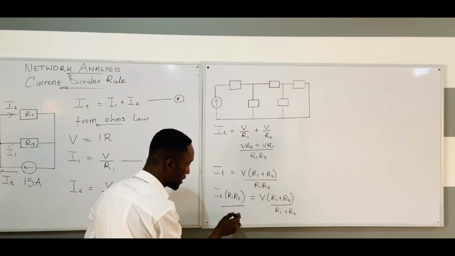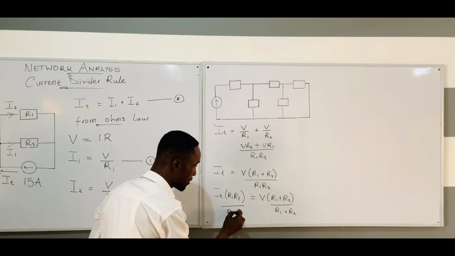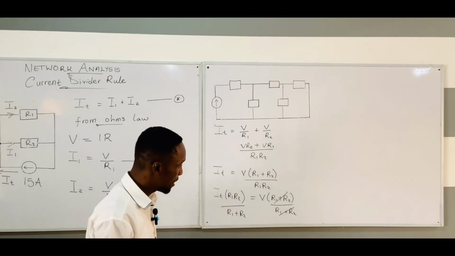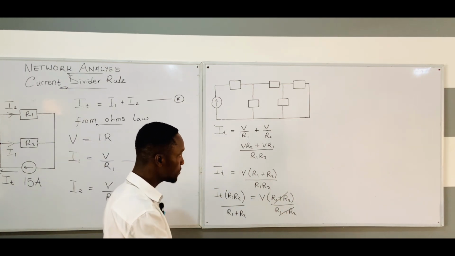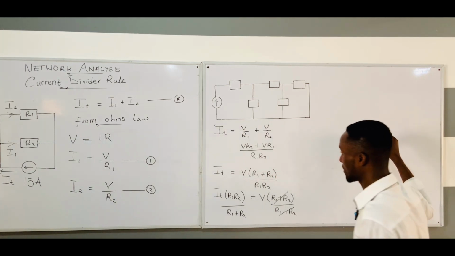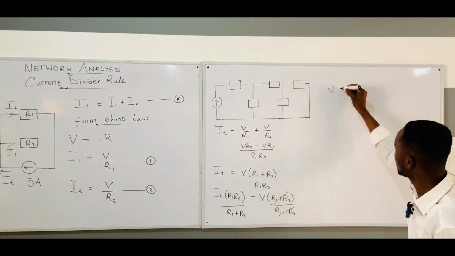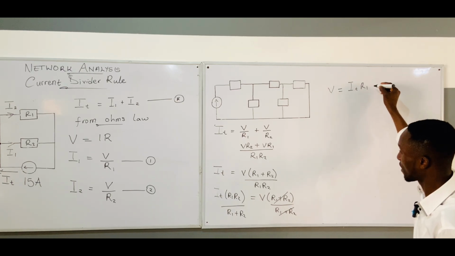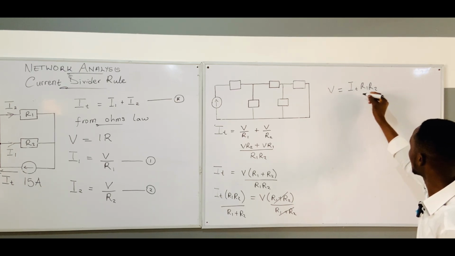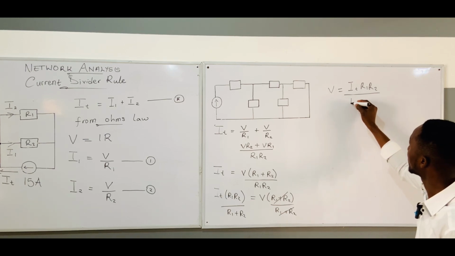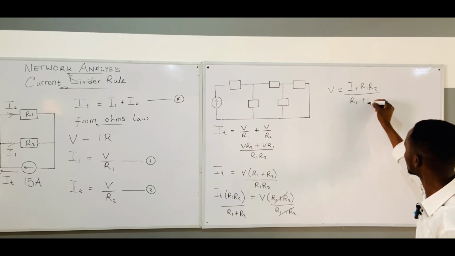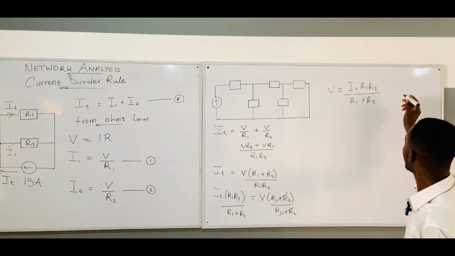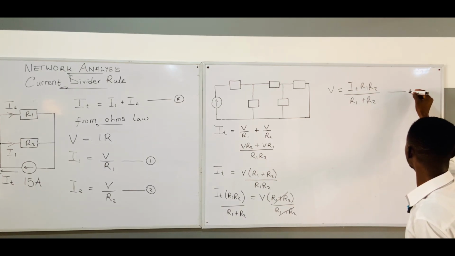So when I divide here by R1 plus R2, and then I'll divide here by what? R1 plus R2. We all know this will cancel this. We are left with what? V. So our equation becomes V equals IT times R1 times R2, all divided by R1 plus R2. I hope we all understand. Now from here, let's label this equation 3.